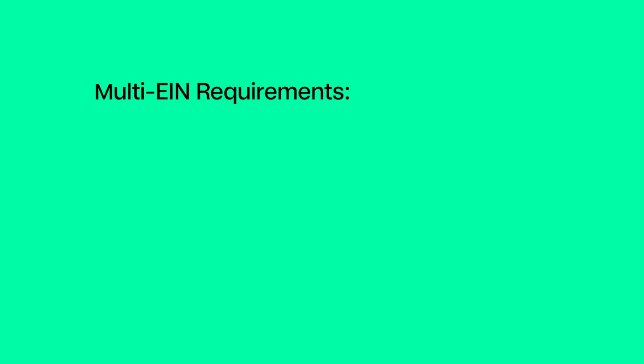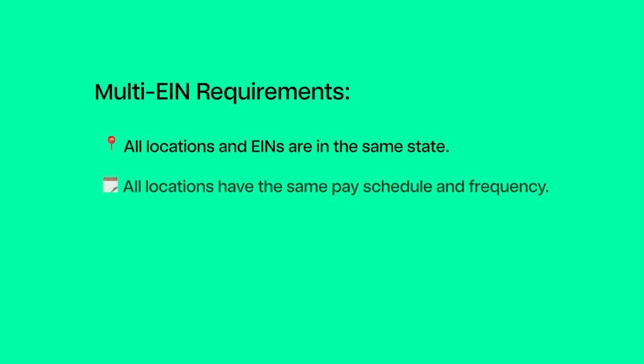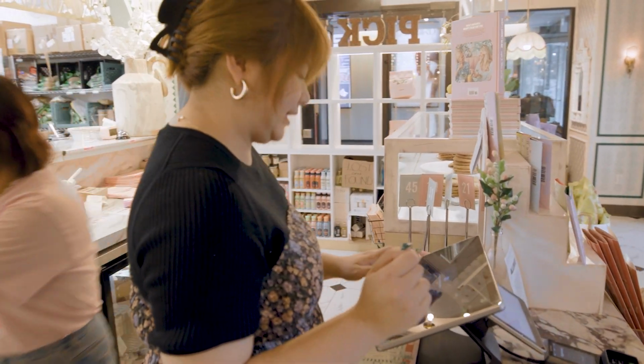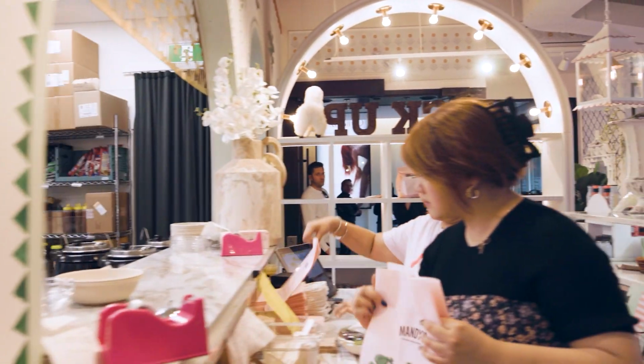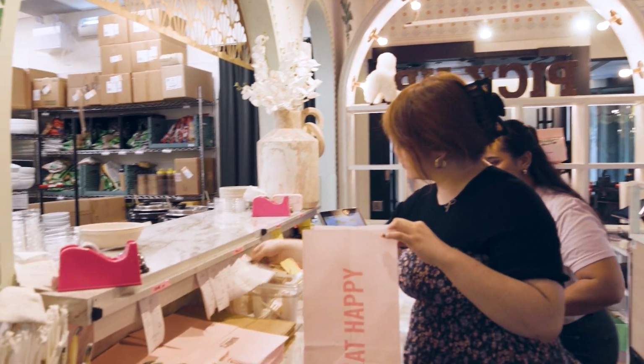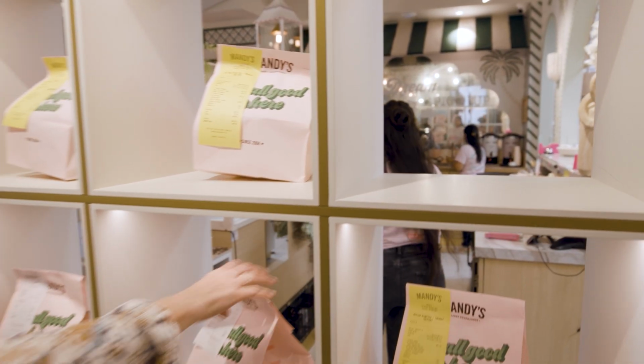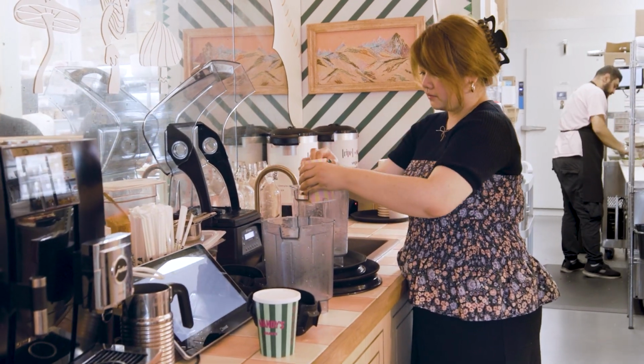There are a few requirements to use this feature. 1. All locations and EINs must be in the same state. 2. All locations must have the same pay schedule and frequency. 3. Employees should be either all hourly or all salaried across locations. However, it's not a hard blocker if employees have different wage types across different locations. You'll just need to either convert a salaried employee's wages to hourly or run off-cycle payroll for those specific employees.